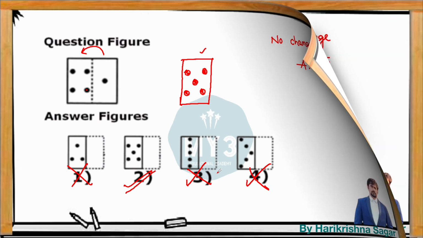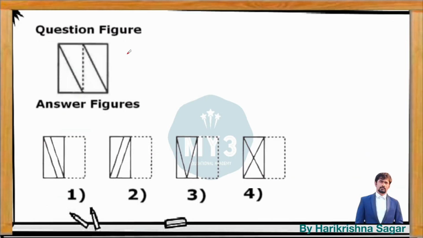So let's look at another question here. The question figure is this and the answer figures are these. After looking at the answer figures, I realize the folding is happening: this is folded on top of this. When you are folding this on top of it, how is it going to look? Because this part is darkened, you can understand that this part is folded on top of this part. There is no change in the original figure, and whatever the folding, you have to flip this. This line will fall like this.